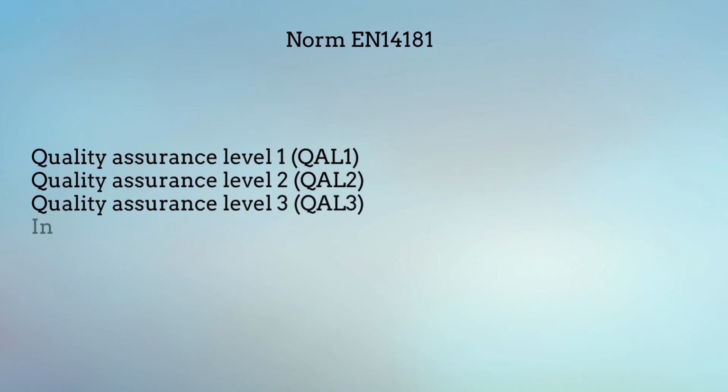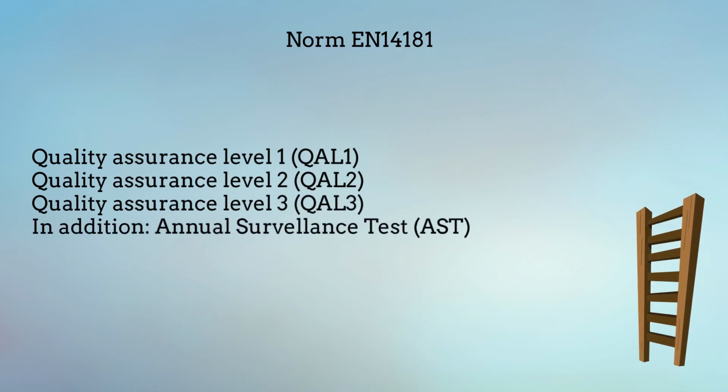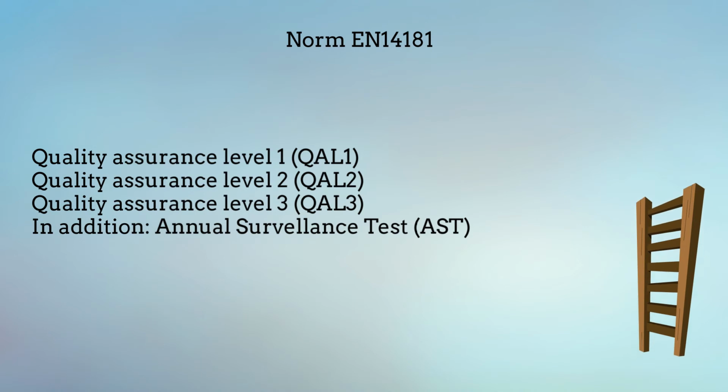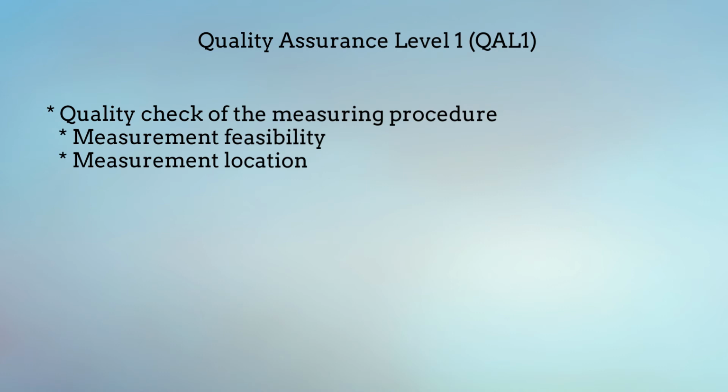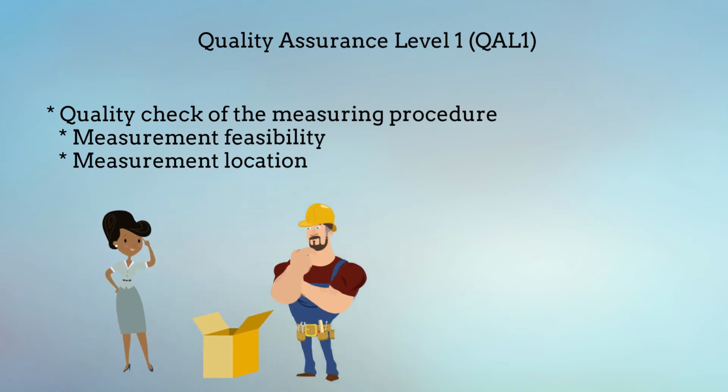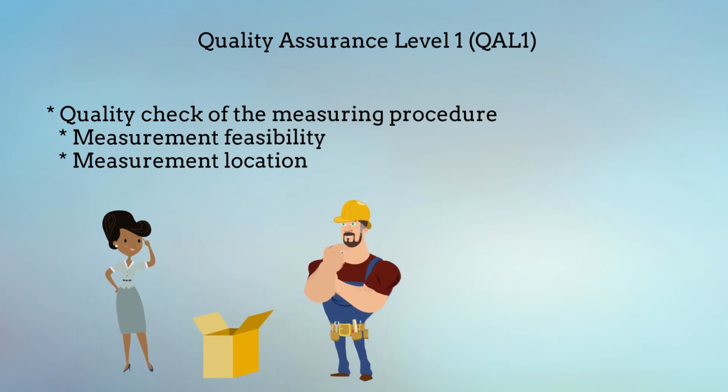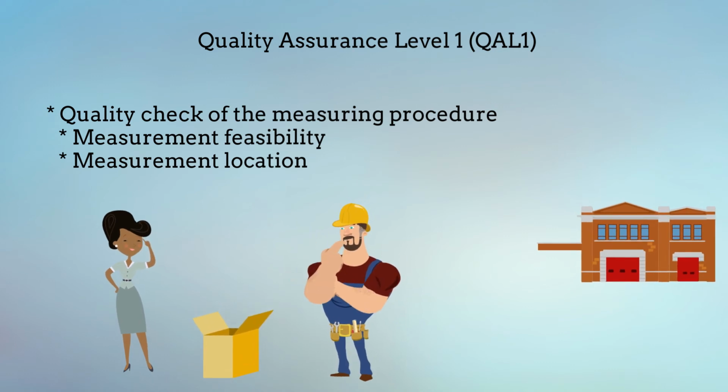According to the norm EN 14181 for emission measurement systems, there are 3 quality assurance levels: Quality Assurance Level 1, Quality Assurance Level 2, and Quality Assurance Level 3. The first quality assurance level is mostly related to CMS suppliers. It states, for example, that the total uncertainty of a CMS has to be smaller than the requirements of authorities.